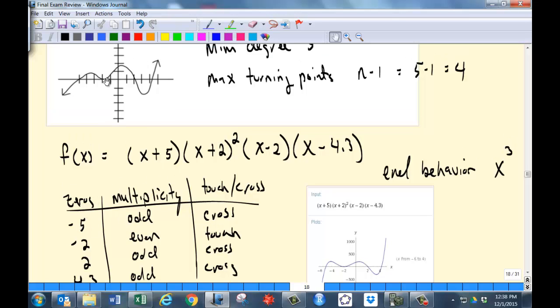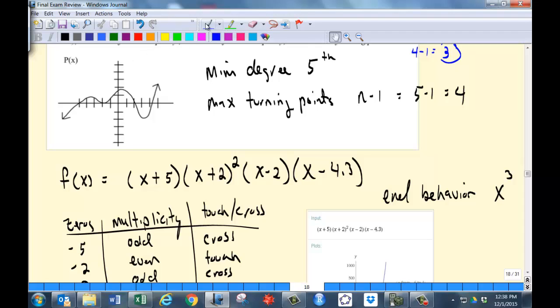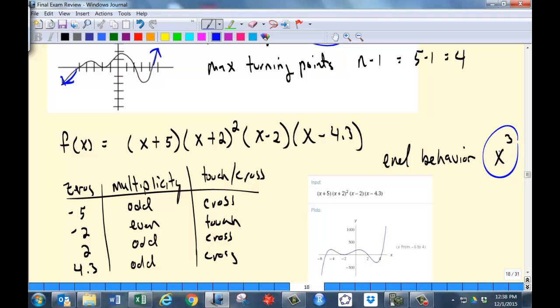And then the end behavior, if you look at the behavior of an x cubed function, since this minimum degree is odd degree, then it's going to be x cubed, x fifth, x seventh. So we'll just look at x cubed. And this is the behavior of x cubed. When x is positive, y is positive. When x is negative, y is negative. So that's the end behavior here. And then I just graphed this to see if it matches similar to what we have, and it does.